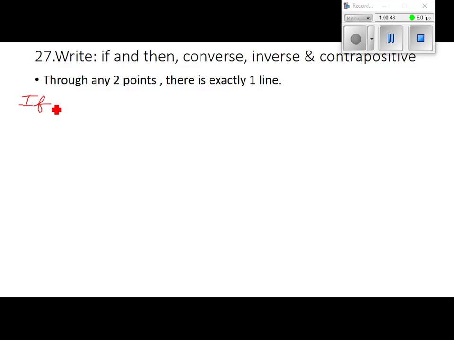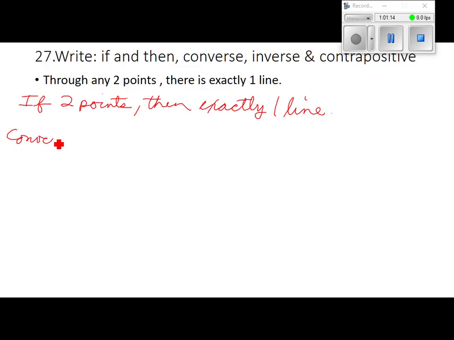If and then statements. We got that statement: through any 2 points, there's exactly one line. Let's write it as an if-then statement. If there are 2 points, then there is exactly one line. That's the first part of your answer.